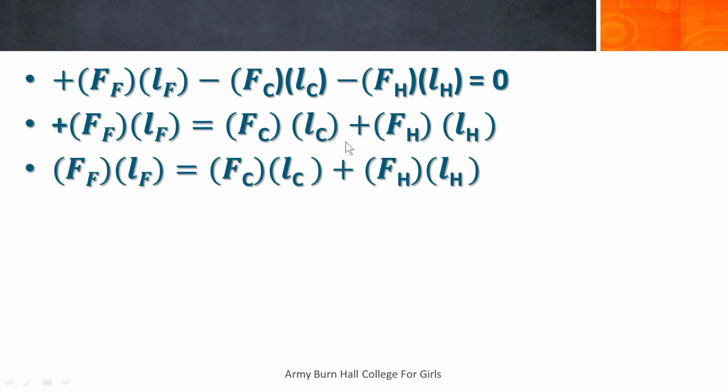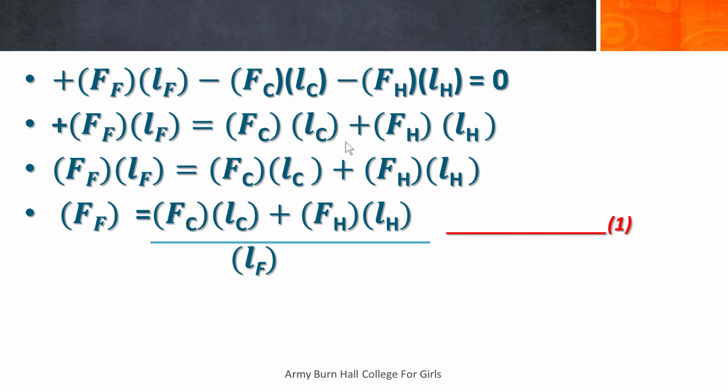Then we have to separate this Ff, this unknown value. Ff is the unknown value, so we have to separate it out. You can see over here we have divided with Lf on both sides. This Lf will be cancelled and we will get this result. By dividing Lf, by separating Ff, we will get Ff is equal to this whole value divided by Lf. Okay, and name it as equation number 1.